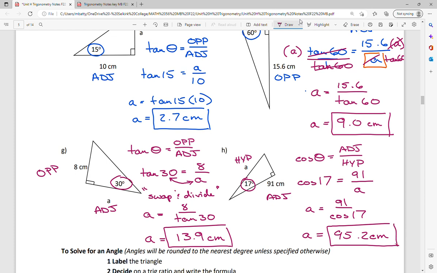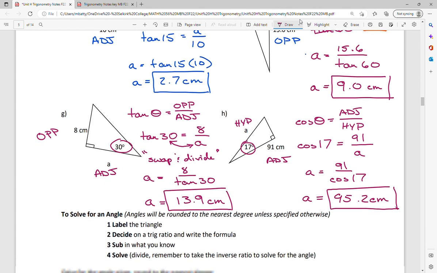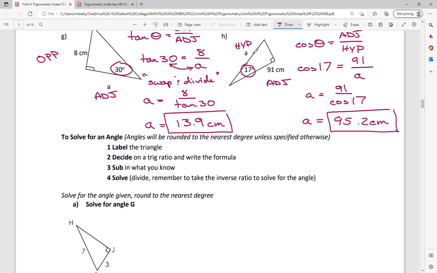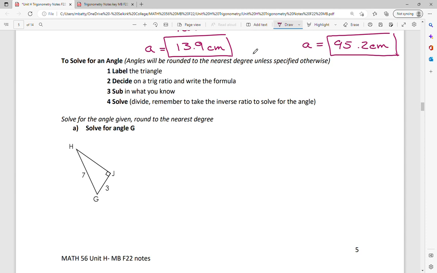Okay, so those are the skills for solving for a missing side. The next thing we're going to do is use our calculator in the other way. We're going to use the same SOHCAHTOA ratios to solve for a missing angle. In going about these ones, I keep it as much the same as I did before. So I'm going to label the triangle. I'll switch back to a different color here. Label the triangle, decide on your ratio, sub in what you know, and then solve.